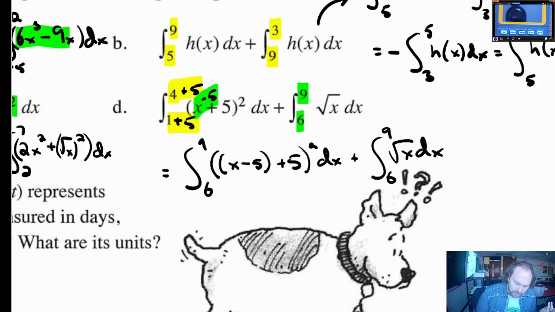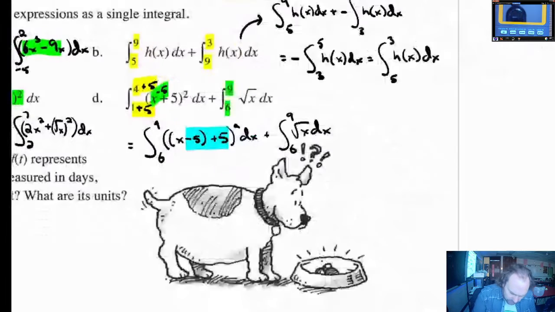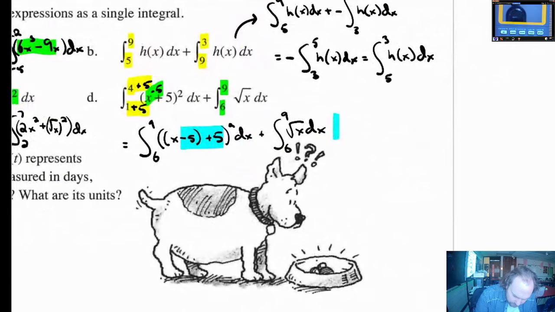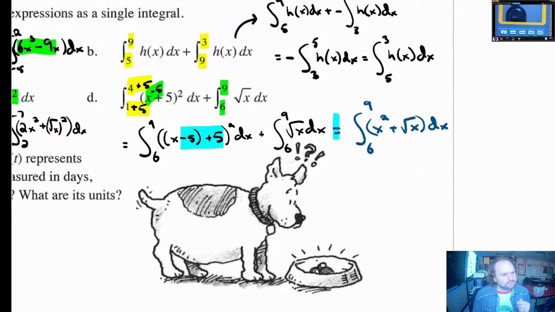Not only that, but we have some simplification that will happen inside of this right there. -5 plus 5 will cancel out, and you'll have x squared. So one integral would look something like this. You would have one integral from 6 to 9 of just x squared plus the square root of x times dx, like that. That's kind of advanced for this, but that will do the trick. It's a pretty cool problem.